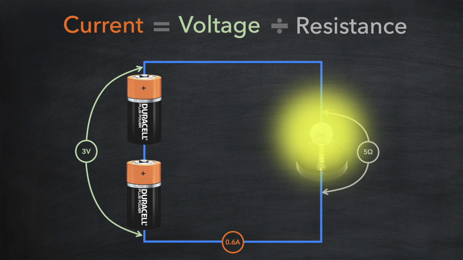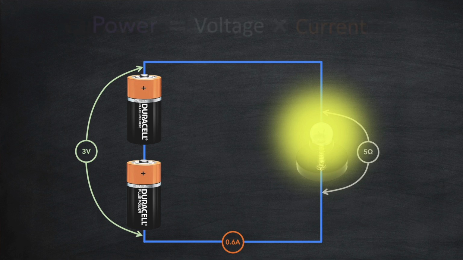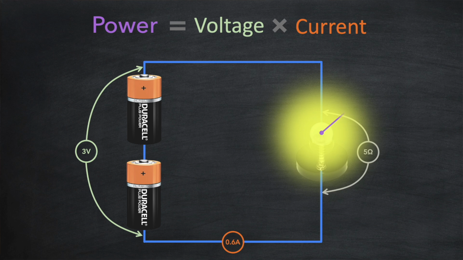Great. What about the power? Well, we can easily work that out using the formula we used before. 3 volts times 0.6 amps is 1.8 watts. What's interesting is that you might think by doubling the voltage you would double the power, but in actual fact the power is now 4 times as much as before.